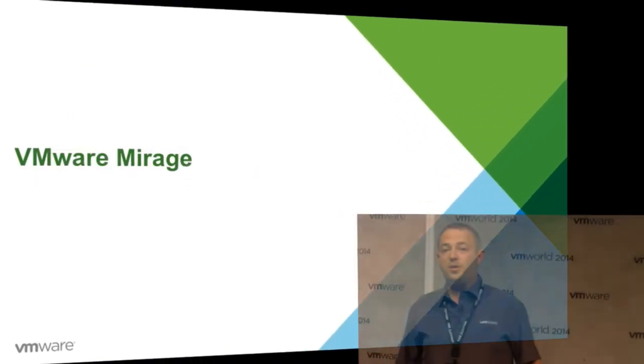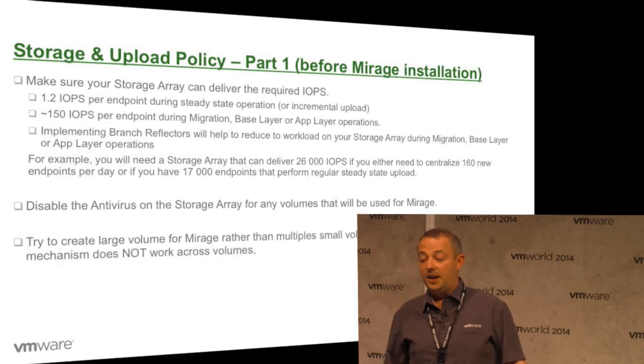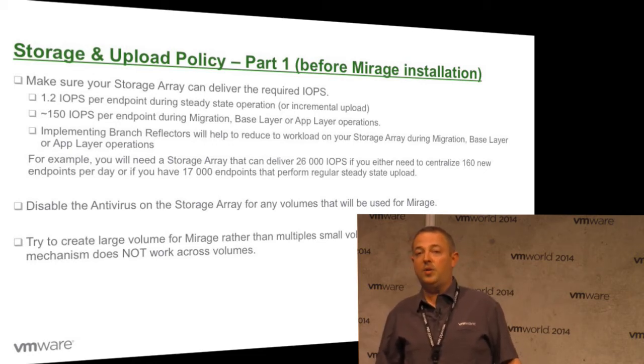So we will now move to the VMware Mirage part. I will first cover issues we see regarding the storage and upload policy before I talk about the installation, because very often we see issues where the storage is working fine with a few CVDs, but then if you decide to move with more CVDs, the storage will basically be overloaded and won't be able to handle all the IOPS. So you need to be aware of the amount of IOPS required for Mirage.